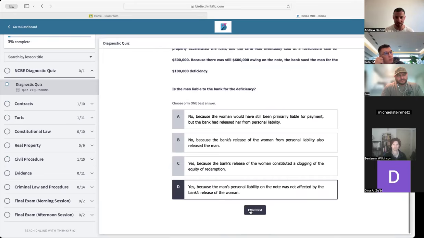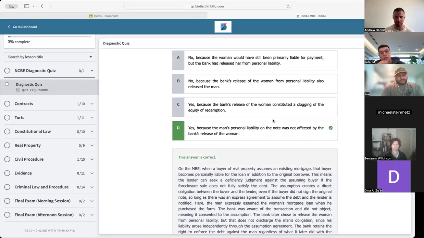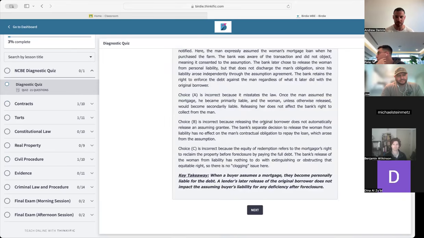So, expressly assume personal liability. When a buyer assumes a mortgage, they become personally liable for the debt. A lender's later release of the original borrower does not impact the assuming buyer's liability for any deficiency after foreclosure. Remember, that's expressly assuming. If you take subject to a mortgage, then you become secondarily liable. You're the surety, where the original party remains personally liable for the deficiency.